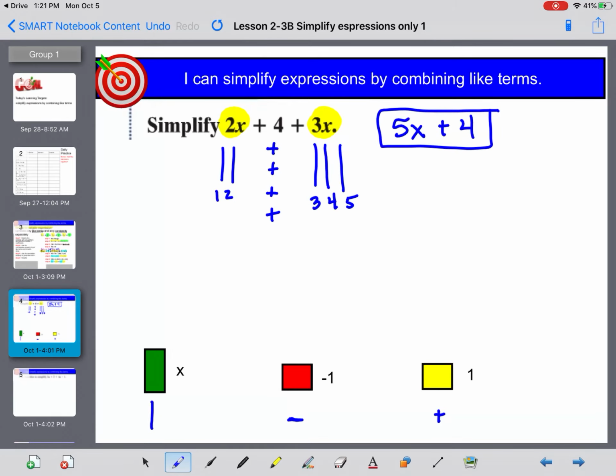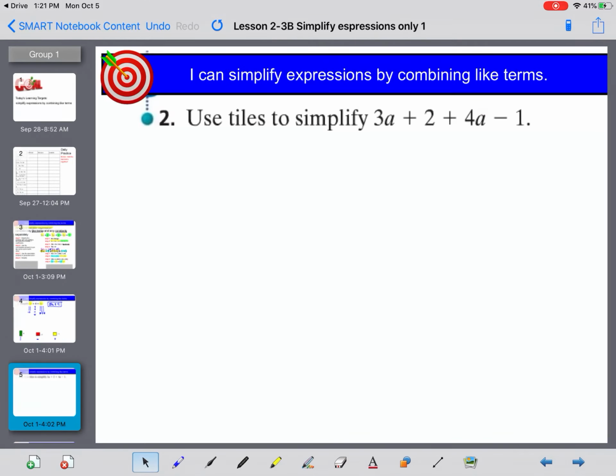Okay, now we obviously can see how that works, so you will not need to represent this with tiles each time. The tiles just help us to develop an understanding. So in this case, one more time we'll do the tiles and then we'll abandon that practice and we'll just do the algebraic representation.